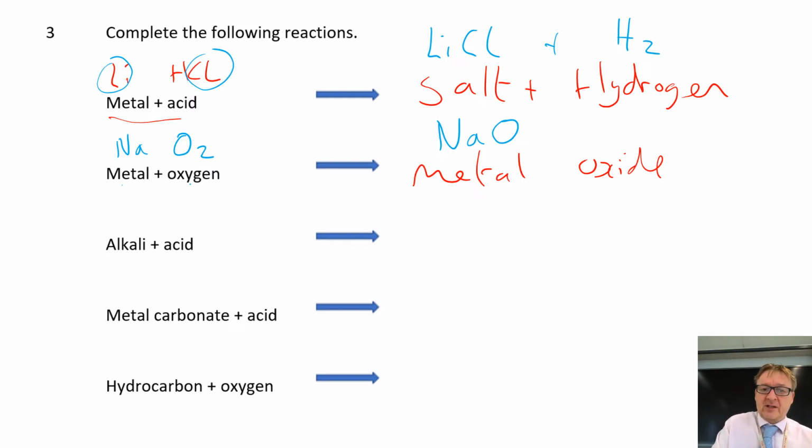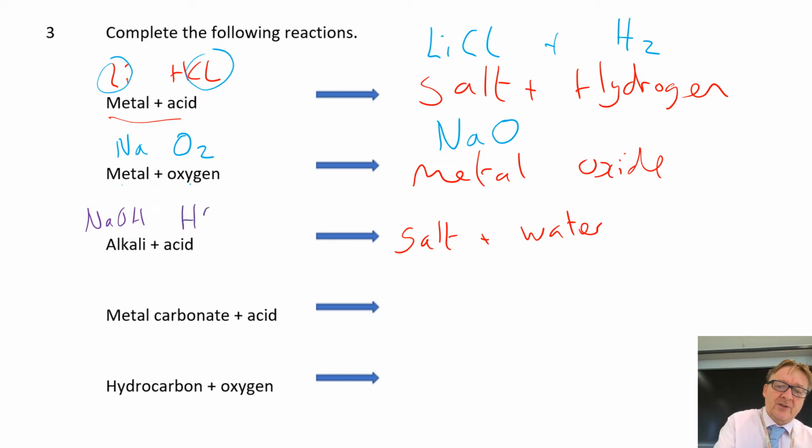An alkali and an acid. What we do is, with an alkali and an acid, we get a salt plus water. I'll just use pink for this one. An alkali could be NaOH, and an acid could be hydrochloric acid. I know NaOH is an alkali because it's got OH at the end, and I know that's an acid because it's got an H at the start. So the Na and the Cl go together, making a salt, which is NaCl, plus water, which is H2O.